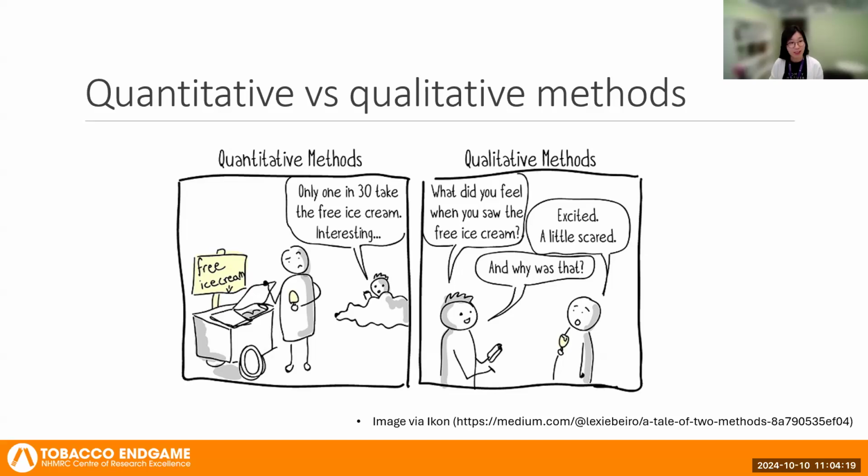I'd like to start with this cartoon that effectively represents quantitative and qualitative research. It shows a scenario where free ice cream is offered, and the responses to that offer illustrate the differences in research designs. Quantitative researchers would observe how many out of 30 people took the free ice cream, while qualitative researchers would interview participants about their feelings and reasons for accepting this offer. Today I will be discussing one of the quantitative research methods, that is, secondary data analysis.